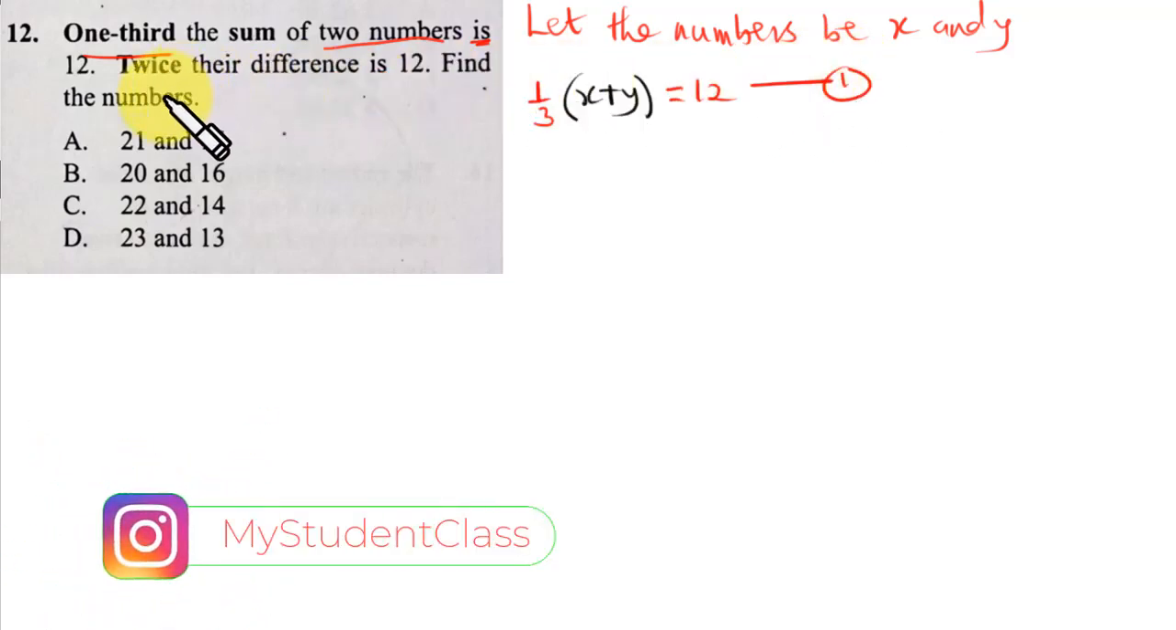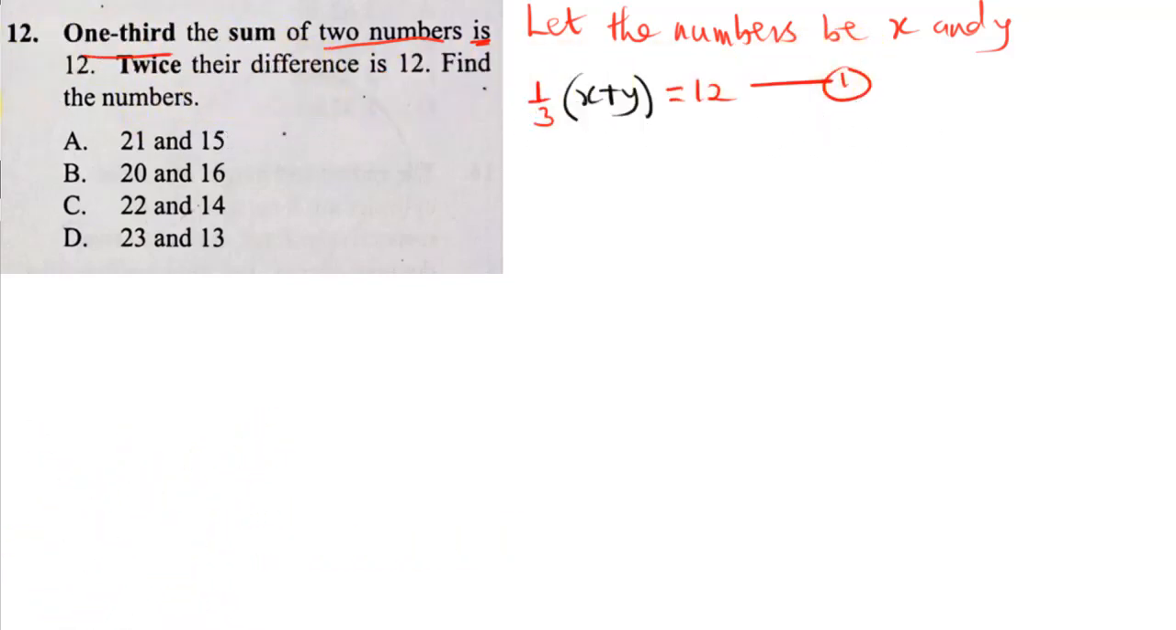Let's get to the next one. It says that twice their difference. When we say difference, it means subtraction. That is when we subtract one from the other. Twice their difference. So let me say x minus y. That is the difference of the two numbers. All right. So twice of this difference means 2 times their difference is also 12. Let me call this equation 2.